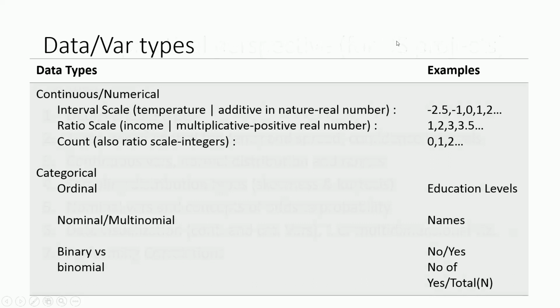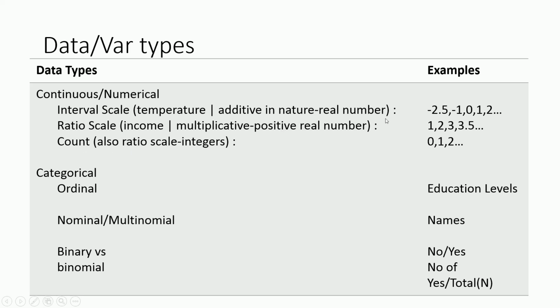Now, these are different data types that we are looking at. What I normally like to do is divide the data types into two major categories. There are continuous or numerical types of data, and then there are categorical ones. What I would like you guys to do is focus on the right side where there are examples. I hope that's going to make things easier. Now, in the numerical form, there are further 3 subdivisions: interval scale, ratio scales, and counts.